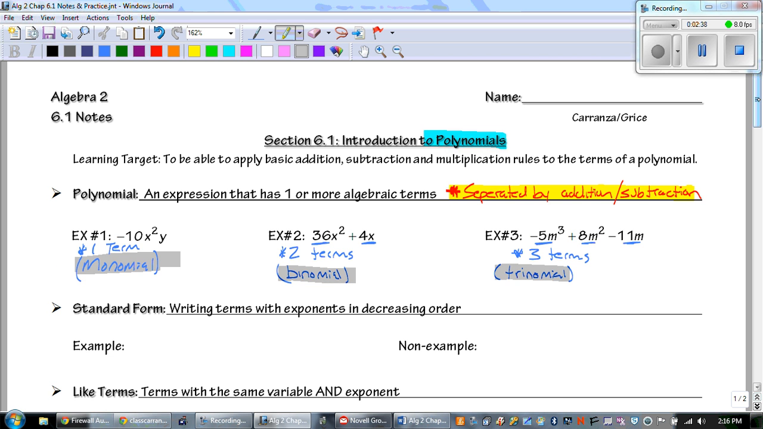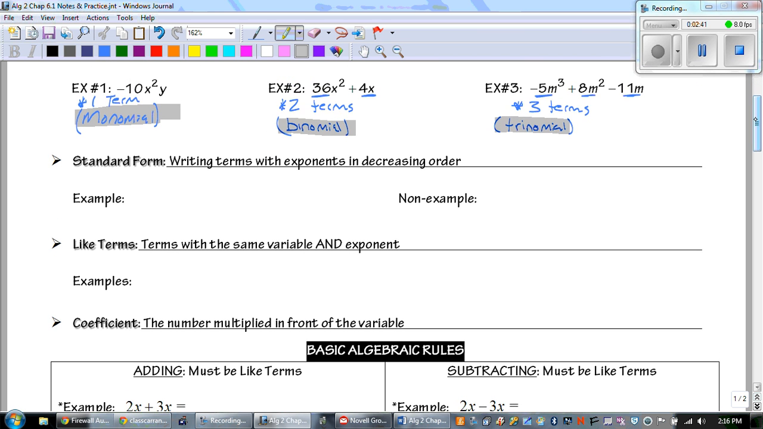Okay, so next thing, standard form. It's writing terms with exponents in decreasing order. So our good example of this would be 4x squared plus 3x plus 2. That's good. That's how we want it. I don't want to see anything that looks like this, where it's 2 plus 4x squared plus 3x. That's going to make Miss Krantz and I cry. Okay?